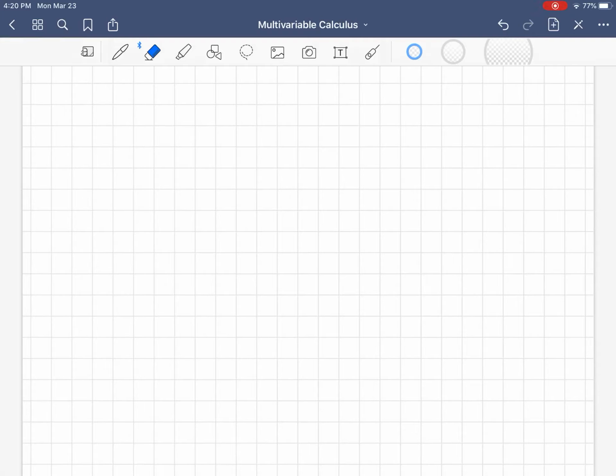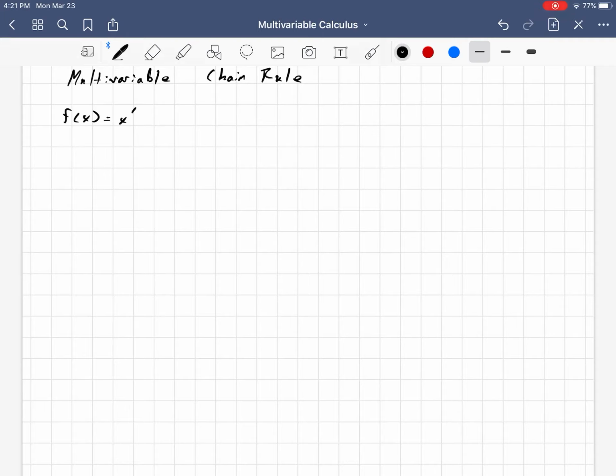Hello, hello, hello. I have another cool tidbit I wanted to share with you, and it's actually using a multivariable chain rule to evaluate single variable derivatives. I think it's best to just consider an example here. Let's say we have f of x being equal to x to the x, and we want to find what f prime of x is.